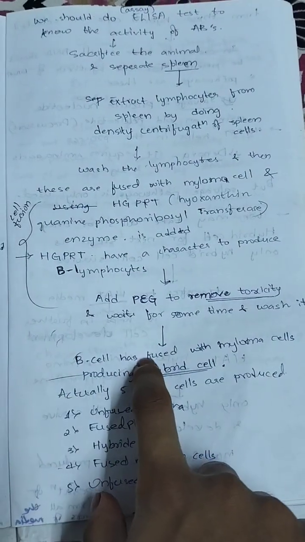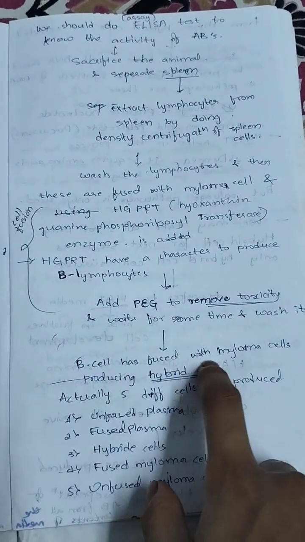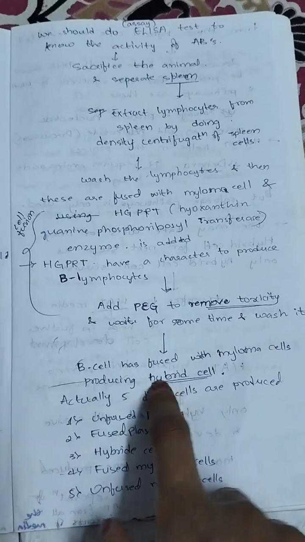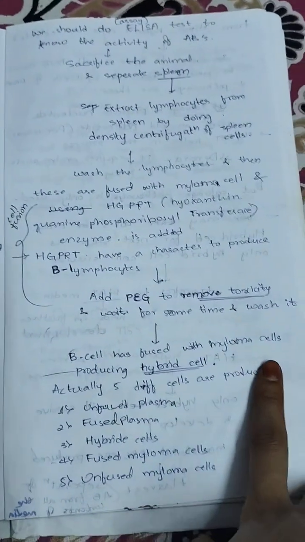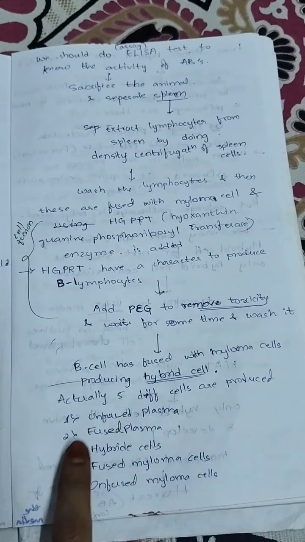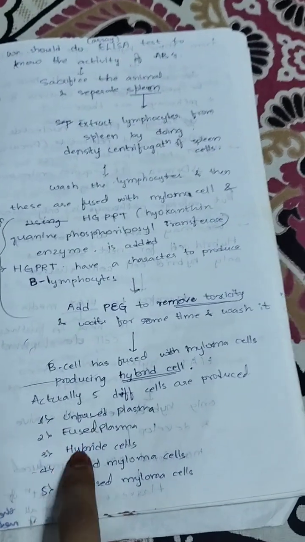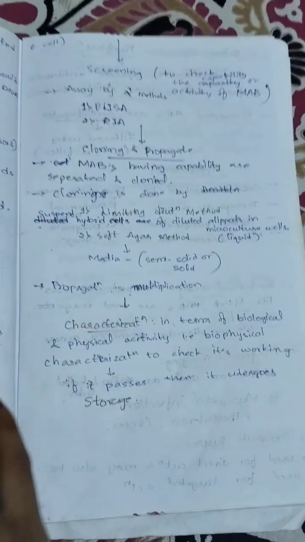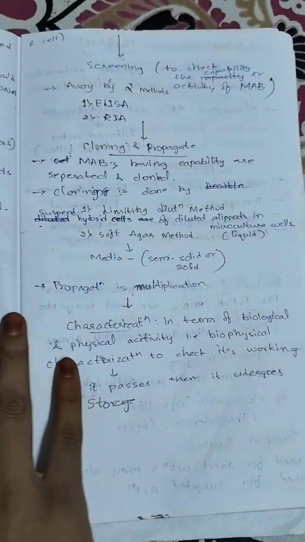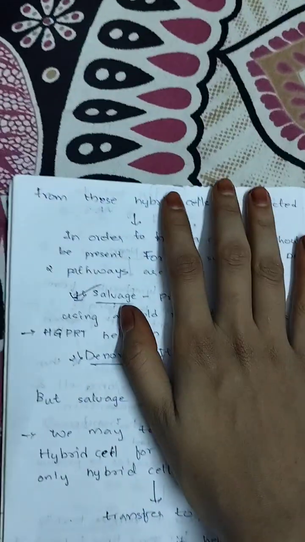Then after B cells have fused with myeloma cells, hybrid cells are produced. Actually, 5 different cells are produced: unfused plasma cells, fused plasma cells, hybridoma cells, fused myeloma, unfused myeloma. These are the 5 different types of cells, but we need the hybrid cell.